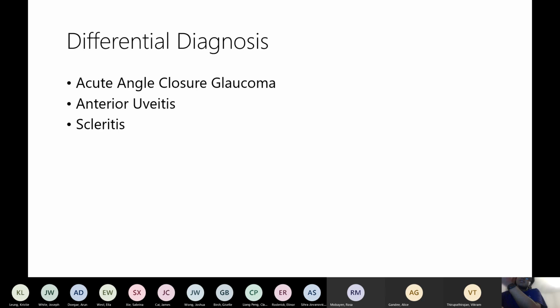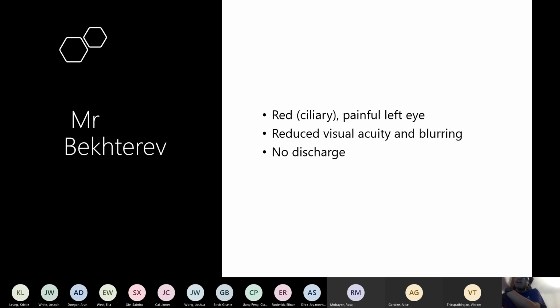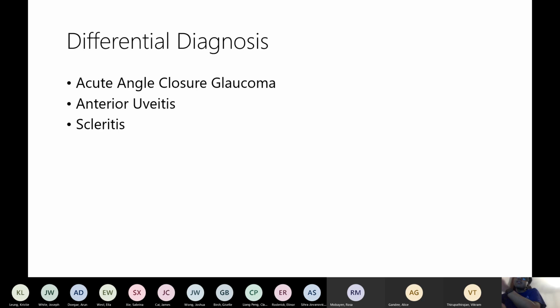So hopefully these were the things you were thinking about. It's all things we talked about before. It's got a painful red eye. You want to be thinking about acute angle closure, uveitis, scleritis, all of the causes of a painful red eye that we spoke about earlier. As you can see, acute angle closure is still at the top of the list because it's the thing that you have to rule out before you go any further.